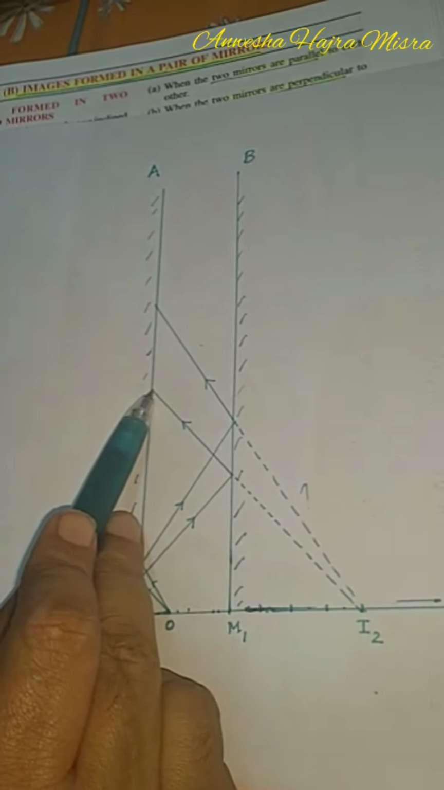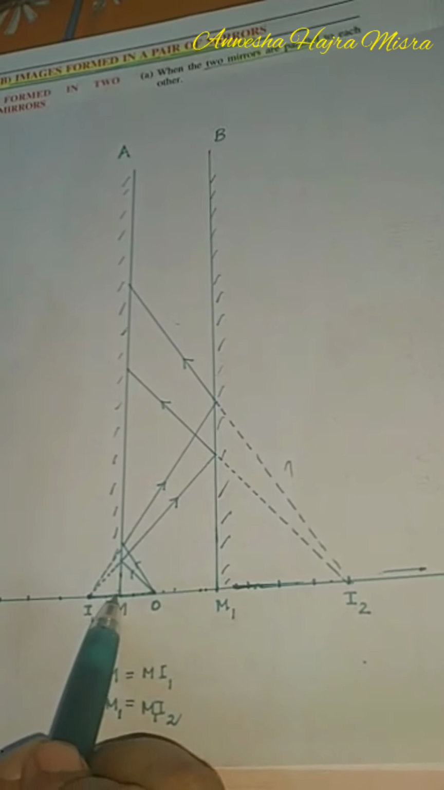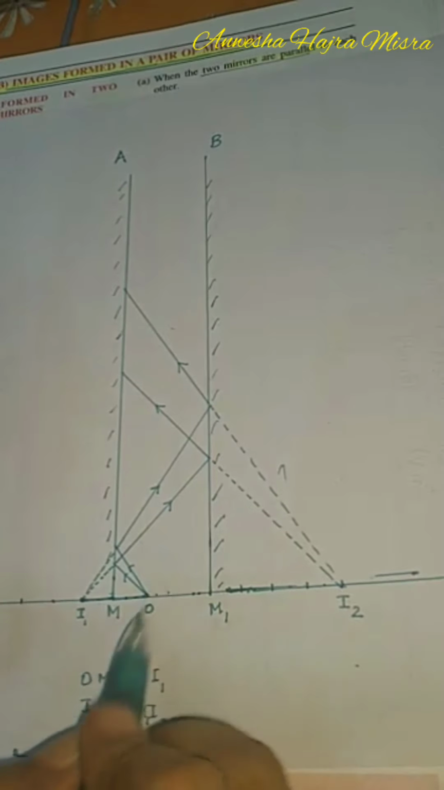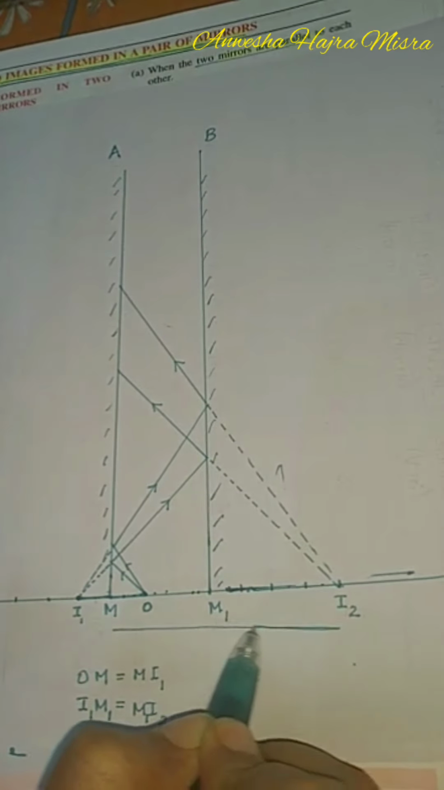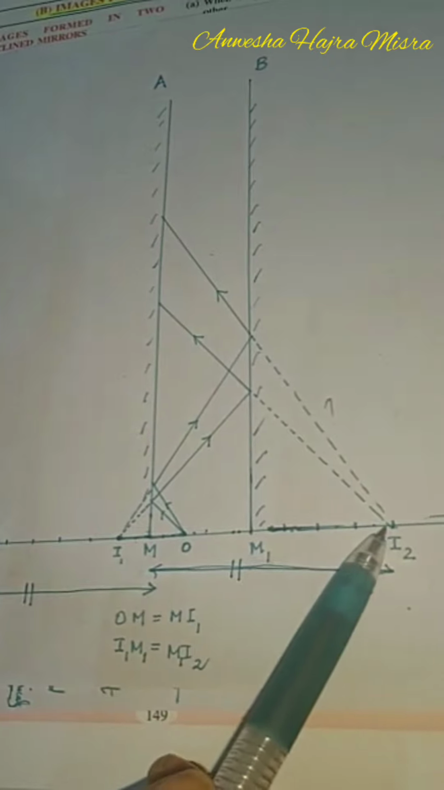Light is coming from I2 falling on this mirror. If you are doing it on a white sheet of paper, then from I2 to M, you measure this distance with a scale. With equal distance, you mark the point I3. Light is coming from I2 falling on the mirror A and forming the image I3. So this distance and this distance should be the same.